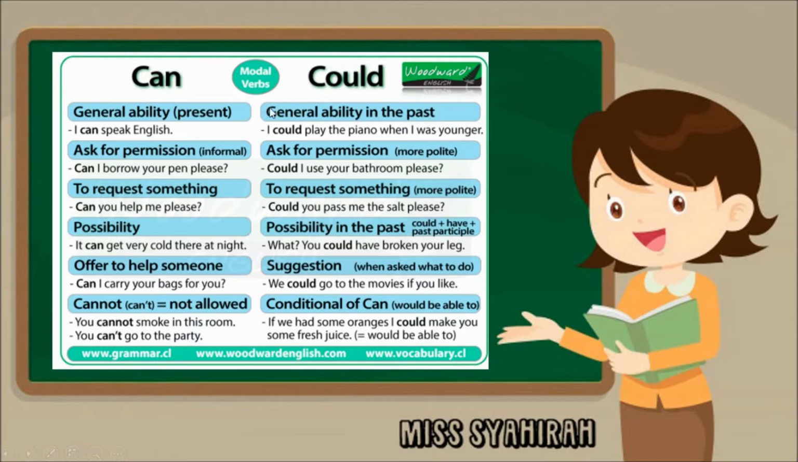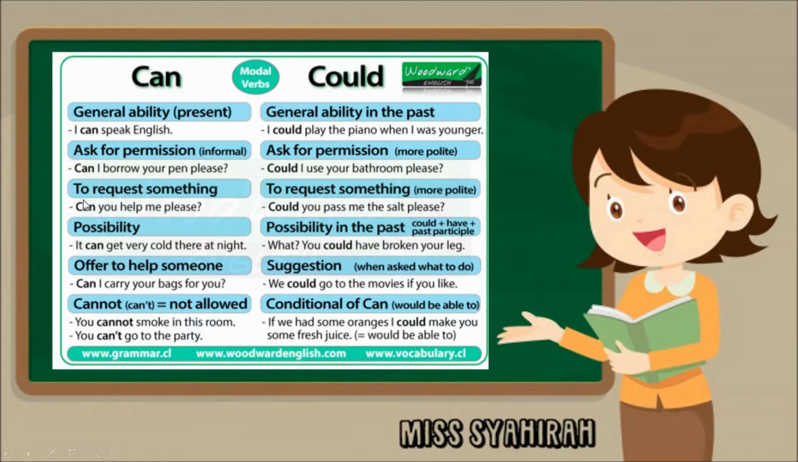So in the past. And then can, you use it to ask for permission, nak minta kebenaran secara tak formal, informal. Can I borrow your pen please? Whereas could, you use it to ask for permission, but it is more polite, lagi sopan. Okay, could I use your bathroom please? So could ni lagi sopan, more polite compared to can.